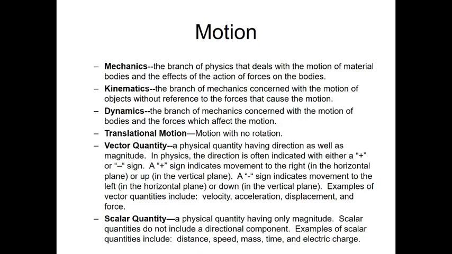Some examples of vector quantities are velocity, acceleration, displacement, and also force. A scalar, on the other hand, is a physical quantity or measurement that only deals with magnitude. Direction doesn't matter. It doesn't factor in to a scalar measurement. Some examples of scalars include distance, speed, mass, time, and electrical charge.